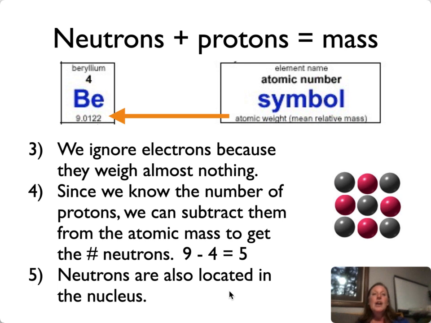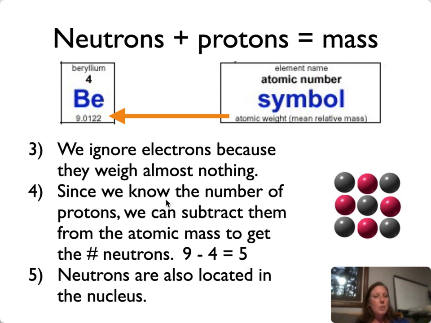Now, protons each weigh 1 atomic mass unit, neutrons weigh 1 atomic mass unit, and the electrons don't weigh anything. So we know that the overall atomic mass has to be the neutrons plus the protons. And since we know the number of protons, which is 4, we can take the atomic mass, which is 9, and subtract the number of protons, and that gives us the number of neutrons.